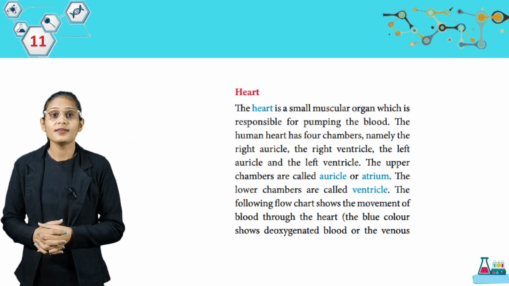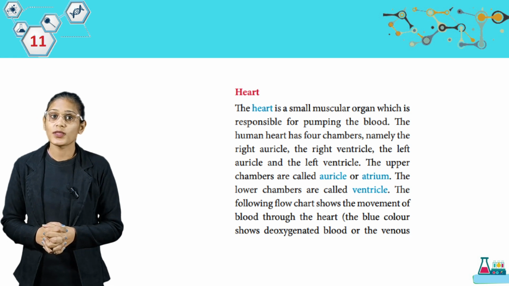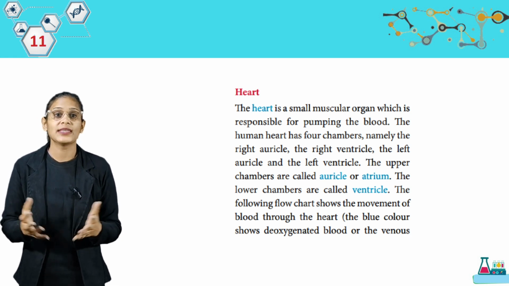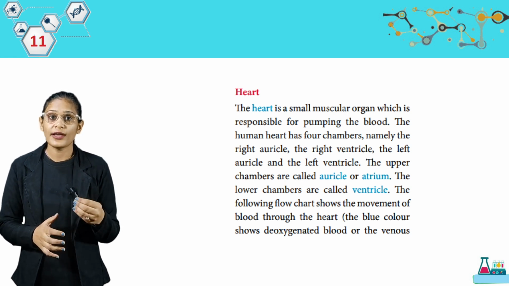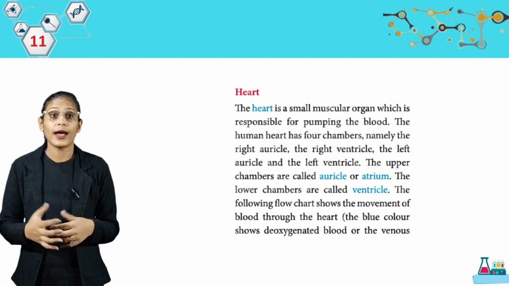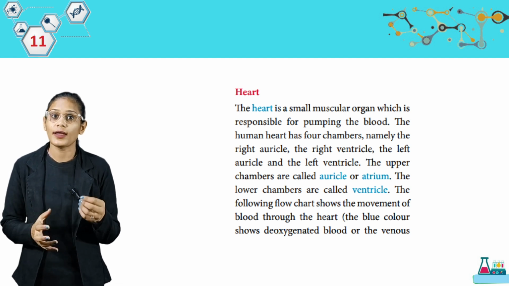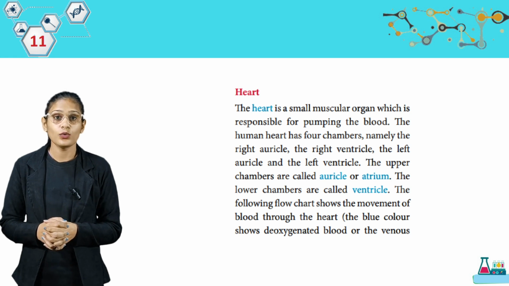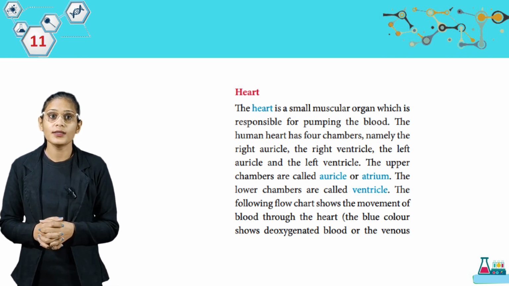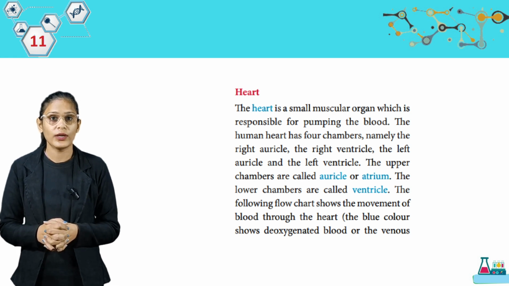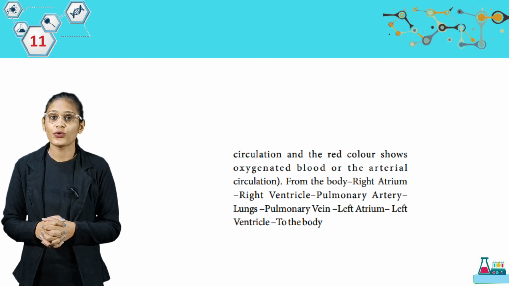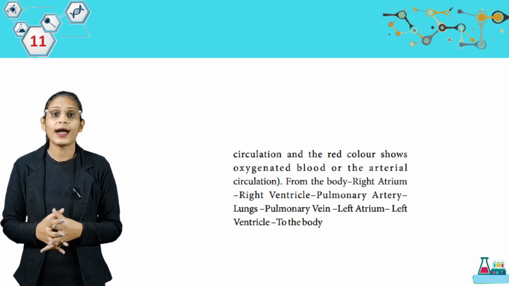Heart. The heart is a small muscular organ which is responsible for pumping the blood. The human heart has four chambers, namely the right auricle, the right ventricle, the left auricle and the left ventricle. The upper chambers are called auricle or atrium. The lower chambers are called ventricle. The following flow chart shows the movement of blood through the heart. The blue color shows deoxygenated blood or the venous circulation, and the red color shows oxygenated blood or the arterial circulation.